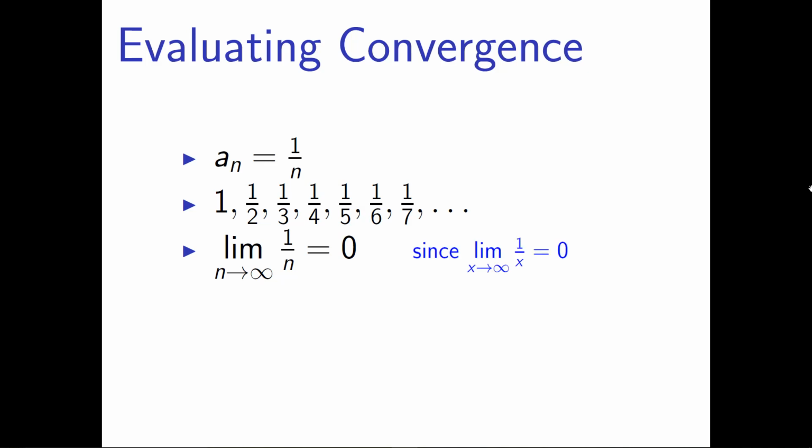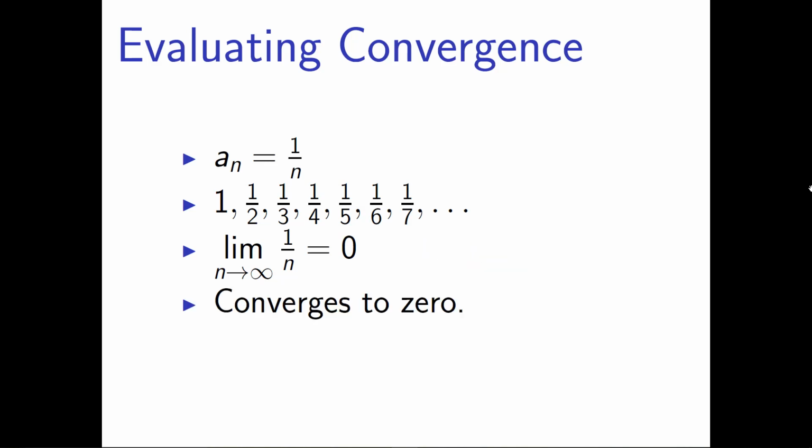We certainly know that if f(x) is 1 over x, then the limit of that is 0. Therefore, from the previous theorem we just saw, the limit of the sequence 1 over n must also be 0. So we can say that this sequence converges to 0. That was what we talked about before.